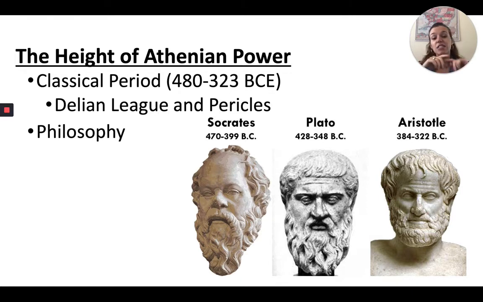One of his students is going to be Aristotle. So Aristotle is going to attend the Academy. He is going to actually end up teaching Alexander the Great. And he's going to really develop arguments through the use of logic.